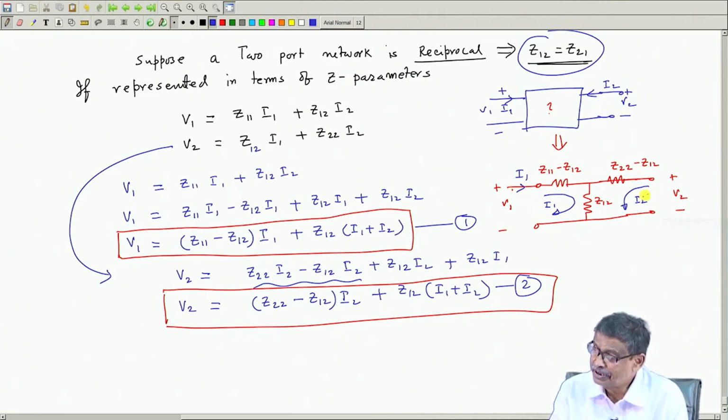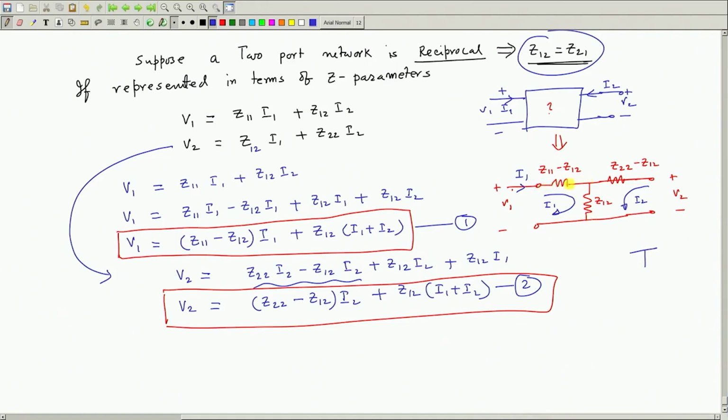That is, this I1 and I2 can be thought of as loop currents of this network, this T network, as it is called, because it looks like a T, where the impedance values of the elements are Z11 minus Z12, Z22 minus Z12, and Z12. You see this, what is the loop equation here?